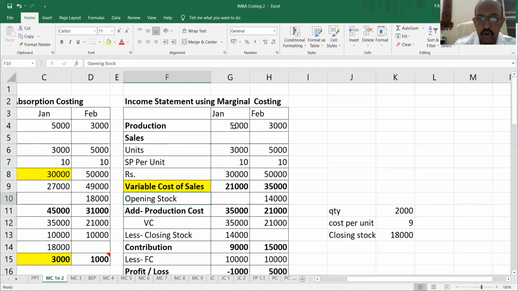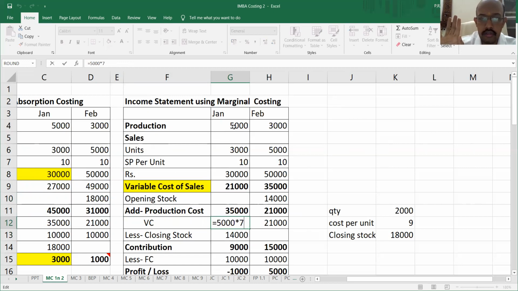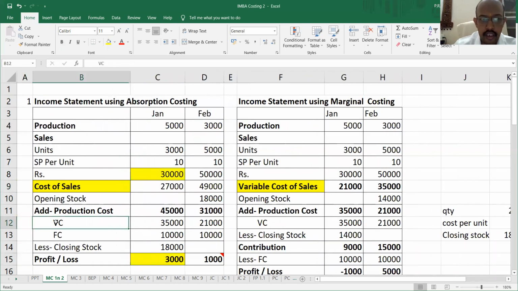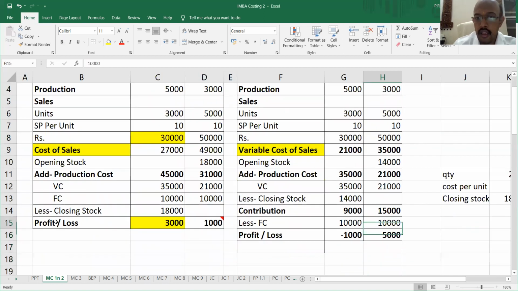Now opening stock, as we all know, is nothing. You can see over here that in the production cost, I have written only 35,000 rupees. That is 5,000 units multiplied by 7 rupees of variable cost per unit. If you check the same thing over here, it was basically variable cost, that is 35,000, and we also added 10,000 with the fixed cost. Now that is not being added over here in the marginal cost sheet. So we say that this is my cost of production.